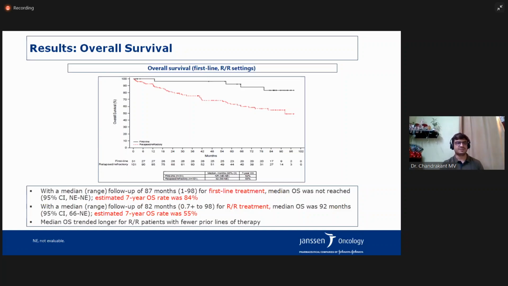So with a median follow-up of 87 months, for the first line treatment, the median overall survival was not reached, and the estimated 7-year overall survival was nearly 84%. And with the median follow-up of 82 months for the relapse refractory patients, the median overall survival was 92 months, and the estimated 7-year OS was 55%. So the median overall survival trended longer for relapse refractory patients with fewer lines of therapy before. So again, indicating that earlier the use, better the results.